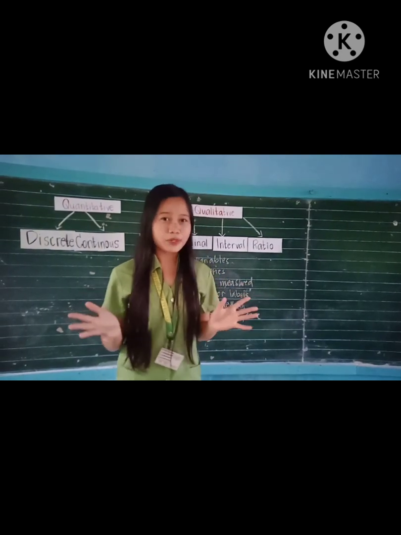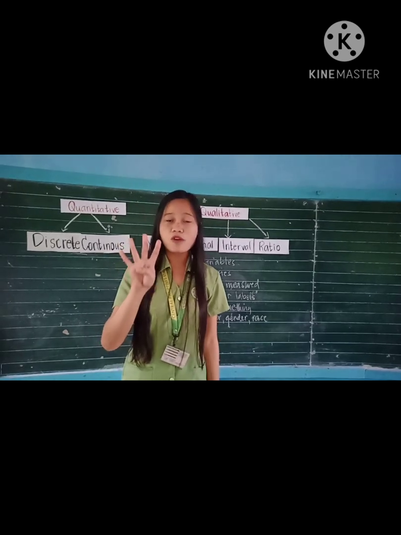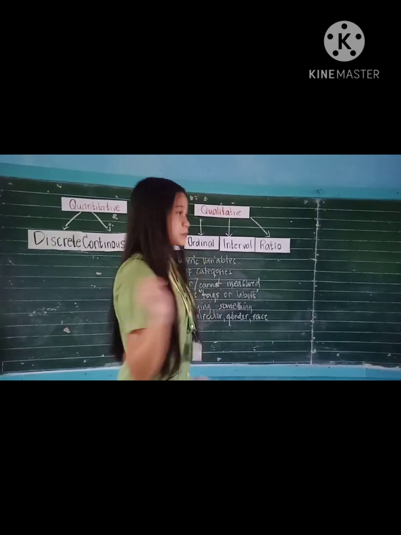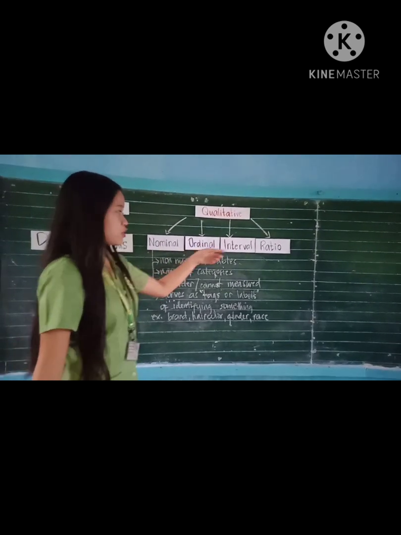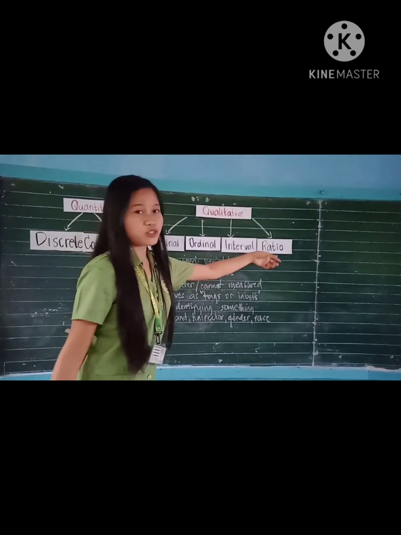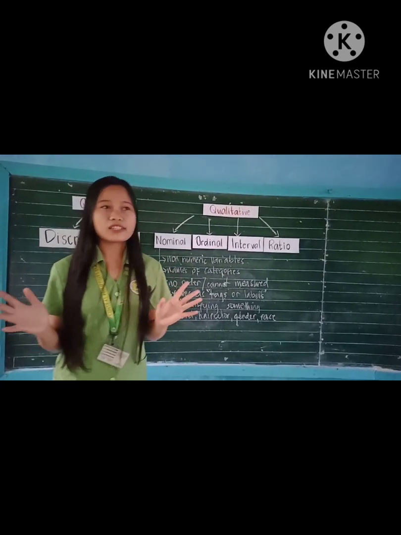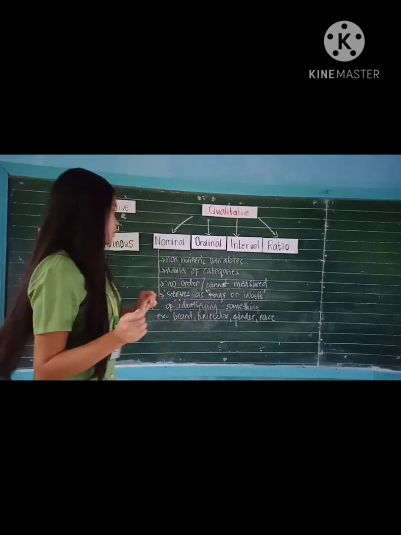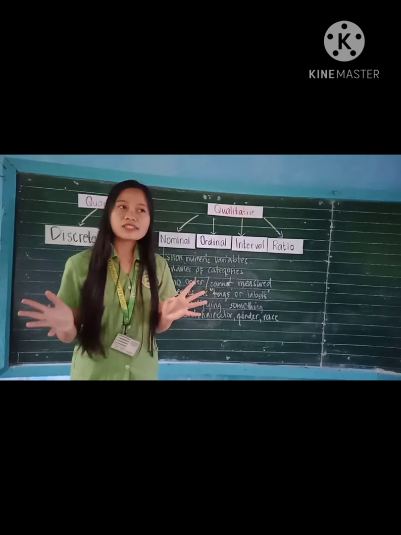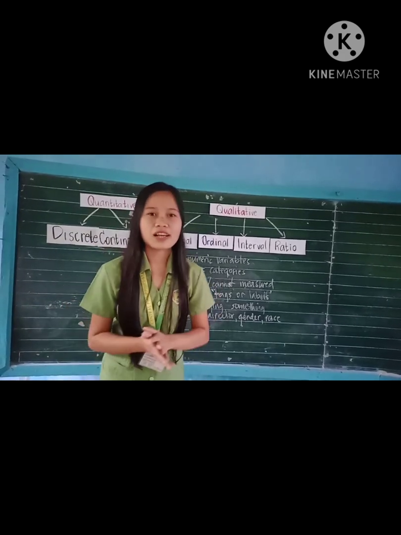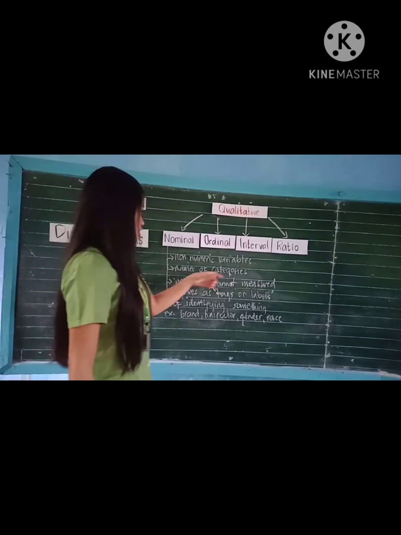Under this type of data, which is the qualitative data, there are four levels of measures of scale. The first level is the nominal, next the ordinal, the third one is the interval, and the last one is the ratio. I will first discuss the nominal. What is nominal? Nominal refers to non-numerical variables and the names of categories.